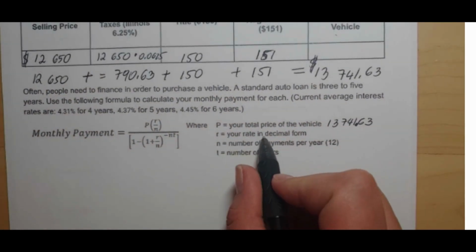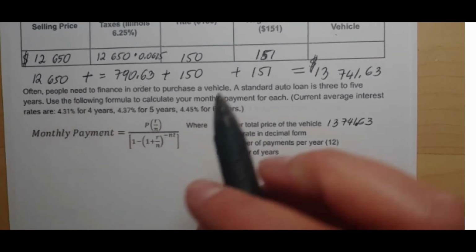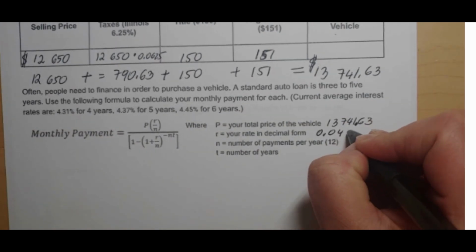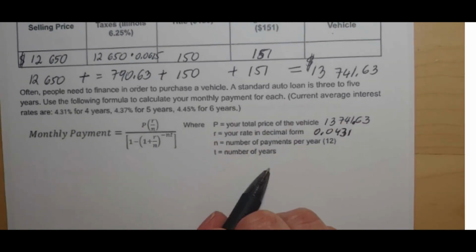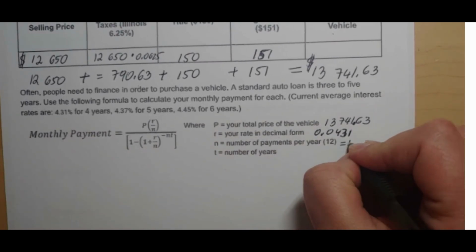Your rate in decimal. So the rate for 4 years is 3.31%, and in decimal it's going to be 0.0431. Okay. Number of payments per year. Well, obviously that's 12, right?